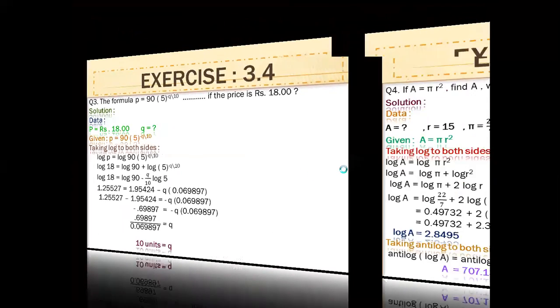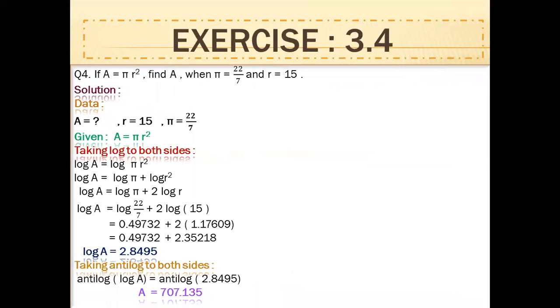Question number 4, area of the circle is given. A is equal to pi r square and also the value of r is given. Apply the log. Log A is equal to log pi plus log r square. It becomes 2 log r. The value of pi is 22 by 7, already given in the question. You will take the log of 22 by 7. You divide 22 by 7 and you see 3.14 and you take the log of 3.14.